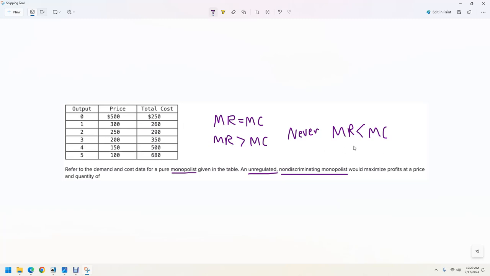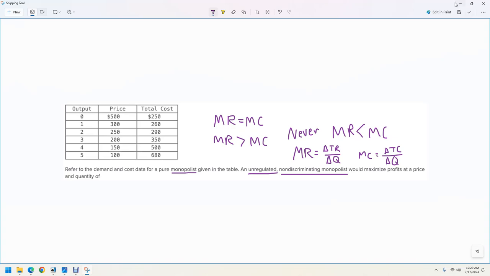So, what is marginal? Marginal is the difference. Marginal revenue is the difference in total revenue divided by the difference in quantity. This one is pretty easy because the quantities are going up by one, so we're just going to divide by one. Marginal cost is the change in total cost over the change in quantity. Again, it's going to be divided by one. And these triangles here mean difference.